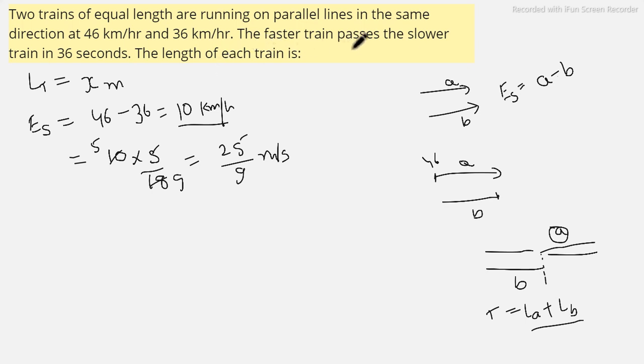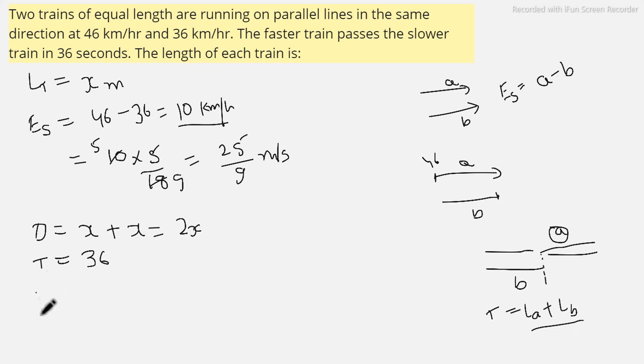So here it is saying the faster train passes the slower train in 36 seconds. So how much distance has it covered? Both are of equal length, so the distance is length of first train plus length of second train, so total distance it has covered is 2x, right? And t is given, 36 seconds. So now we have only a simple equation.